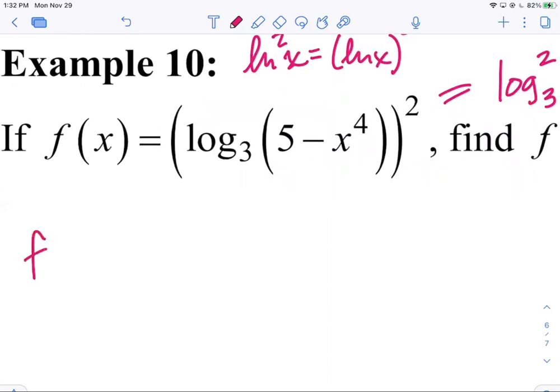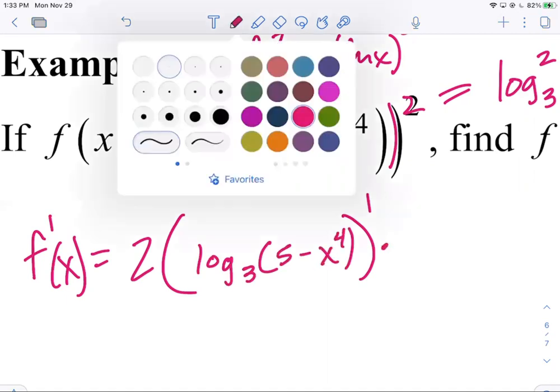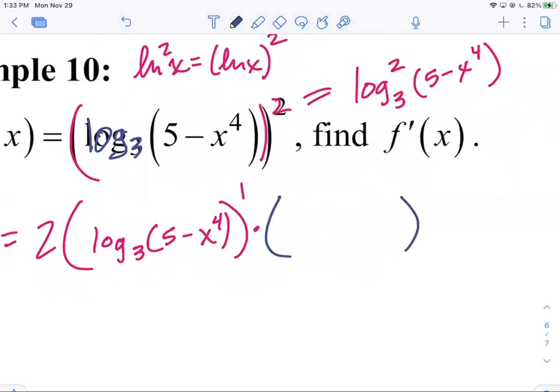But now it's just peeling the layers off, right? Blob squared becomes 2 blob to the 1st, and then we just rewrite the blob. So that's just the power rule. And then times the next layer, which is the log layer, right? We have log base 3. So what's the derivative of log of blob? It's 1 over the blob. And now because it's not base e, I have to divide by the natural log of the base.